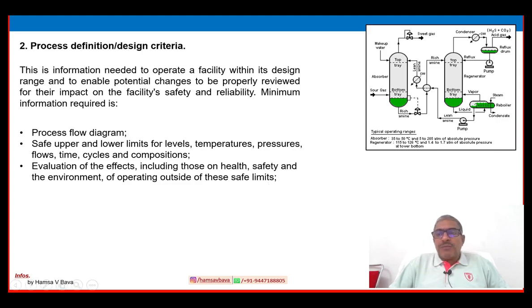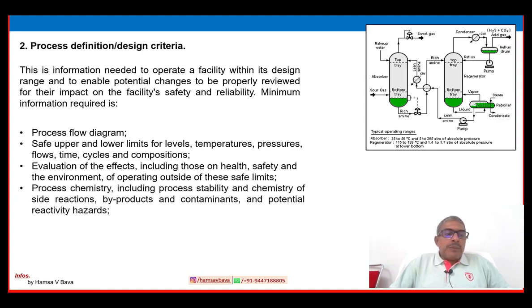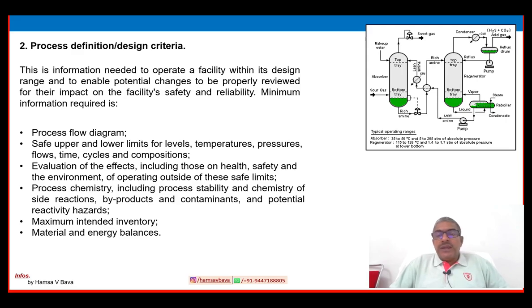So all HSE information, if the process is deviating from the normal operating condition to an abnormal condition, that also can be provided. Process chemistry, including process stability and chemistry of side reactions, byproducts and contaminants and potential reactivity hazard. So this information also can be well written and provided in detail and in a simplified way. Maximum intended inventory also, material and energy balance, definitely that is very important.